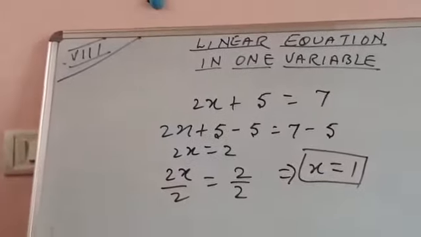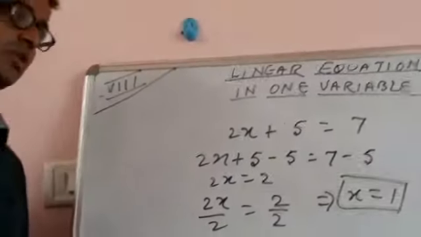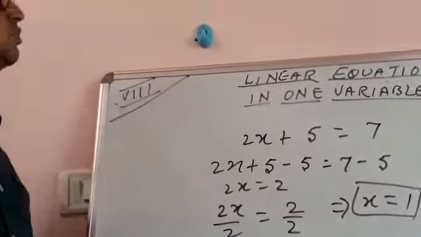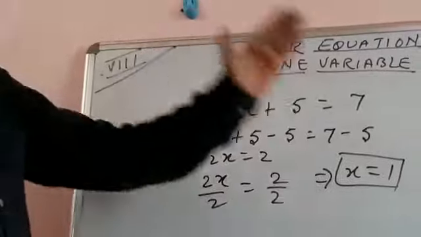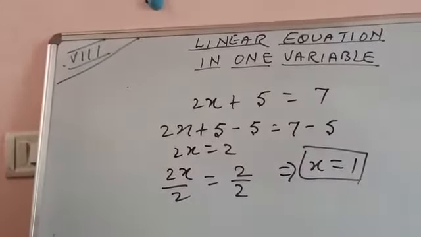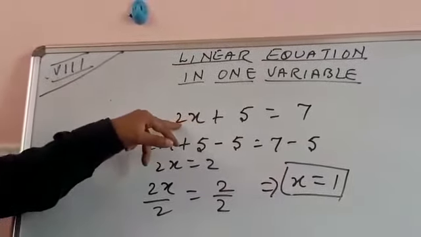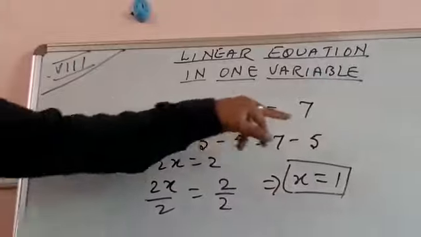This is also called the solution of the equation. That you need to understand. It's very important to find out the value of x and the solution of the equation. What do you mean by solution of the equation? If we put the value of 1 here, 2 into 1, this gives 2 plus 5, 7. So 7 is equals to 7.